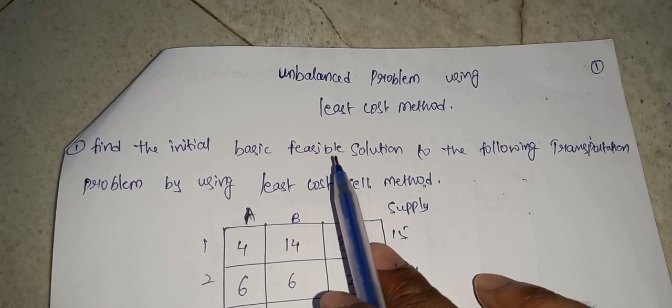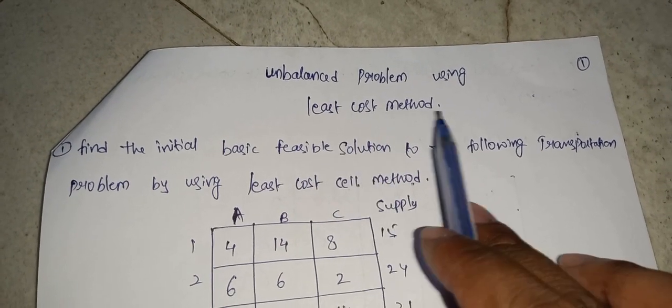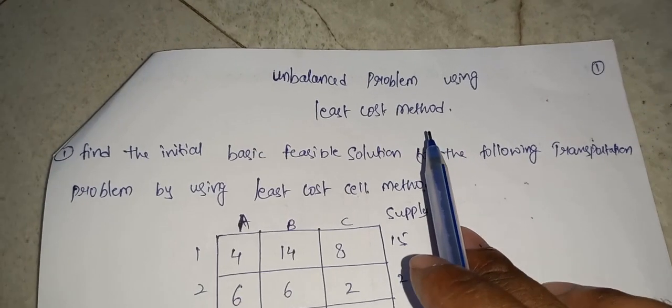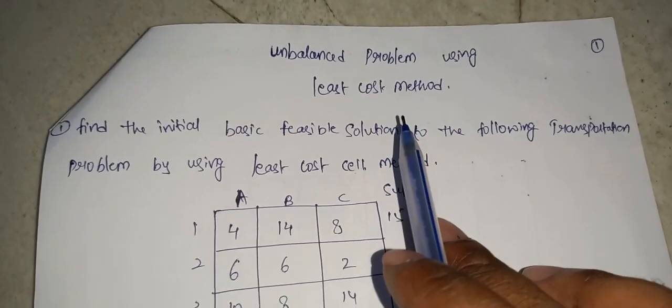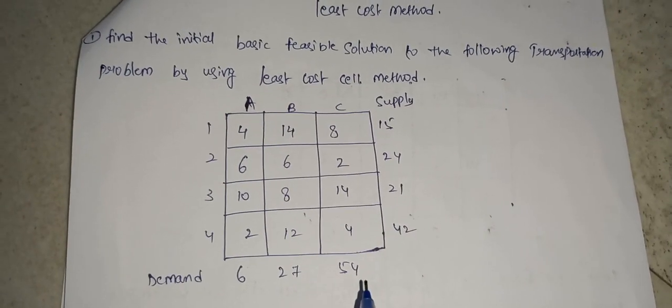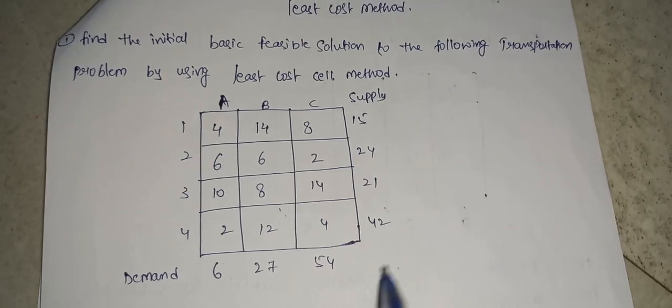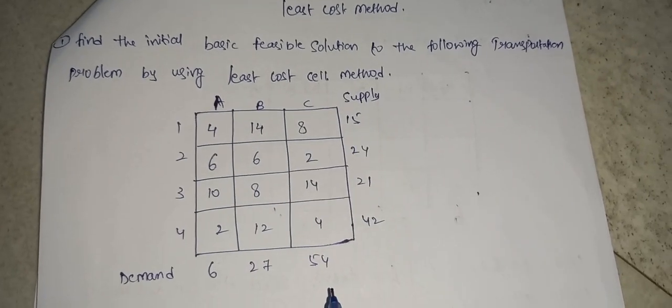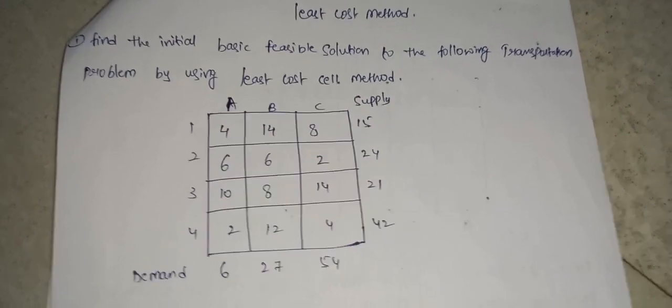Now in this video we will discuss the unbalanced problems. In the last videos we discussed the balanced transportation problems. Now we are going to the unbalanced transportation problem. So what is meant by an unbalanced transportation problem? An unbalanced transportation problem is one where the total supply is not equal to the demand. That case is called an unbalanced transportation problem.